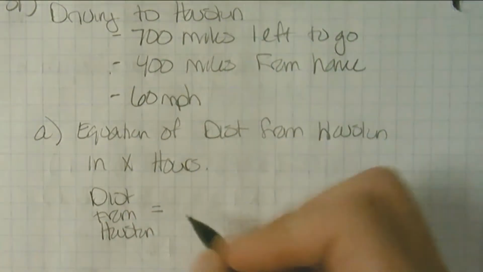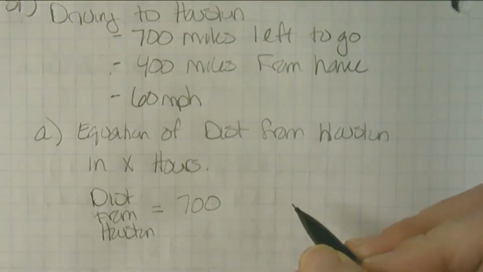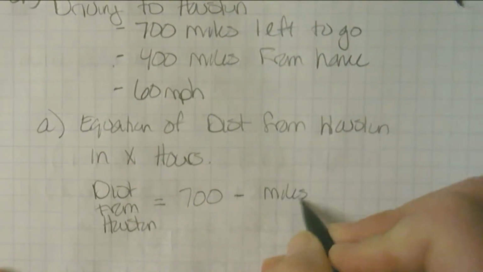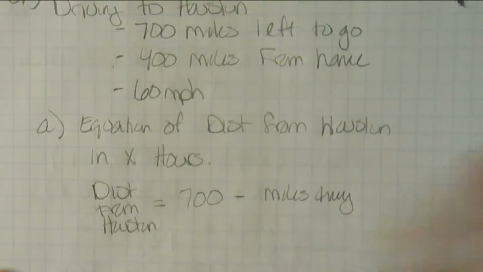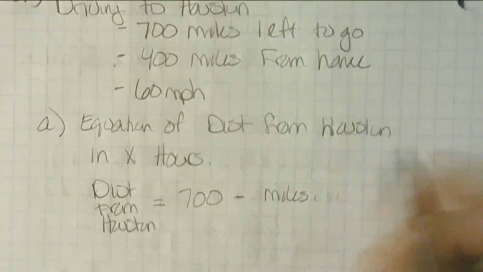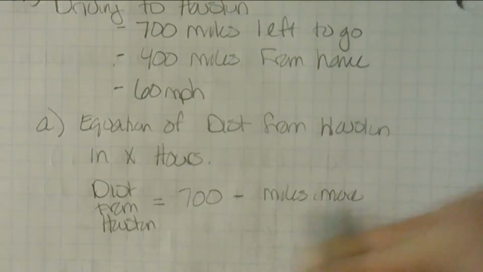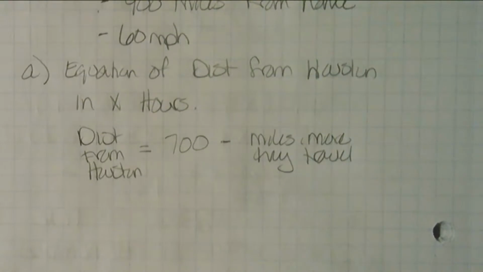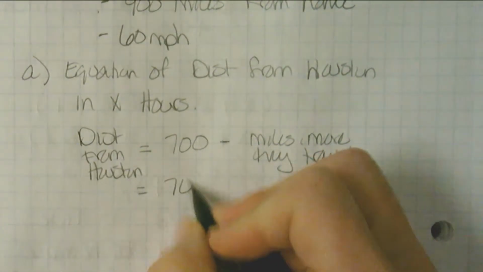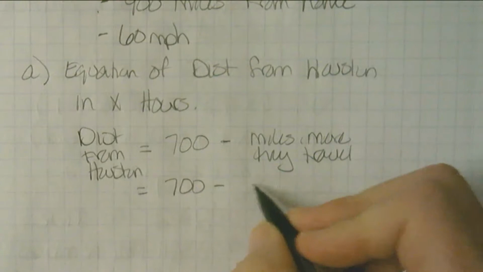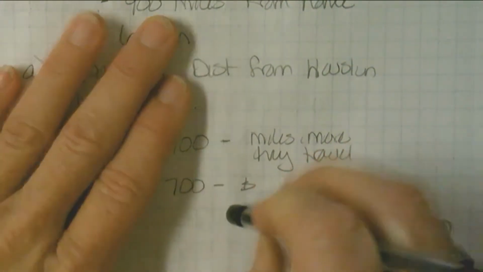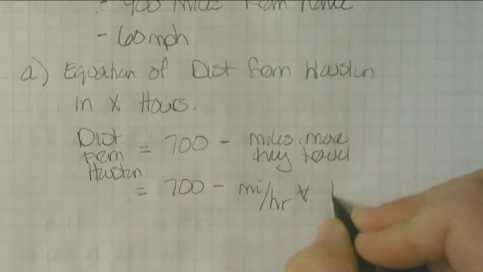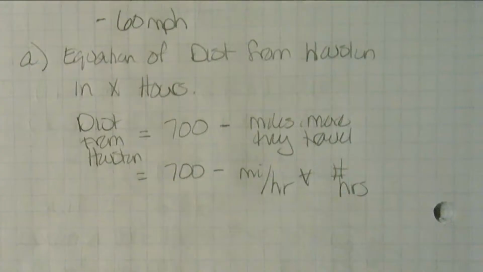Okay. So what I'm going to do is I'm going to take that 700 and I'm going to subtract off the miles, the miles more they travel. How many of you guys agree with that? Okay. So this is going to be 700 minus, well, miles left to travel is going to be, I'm going to break this down even more. This is going to be my miles per hour times my number of hours. Do you guys agree with that?